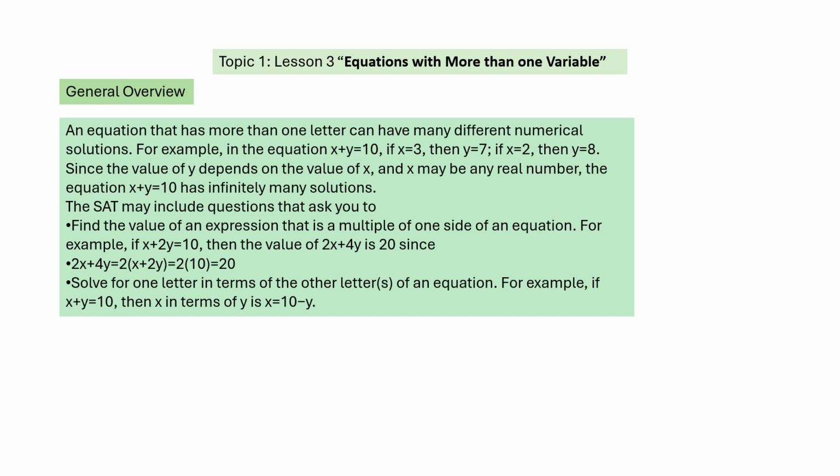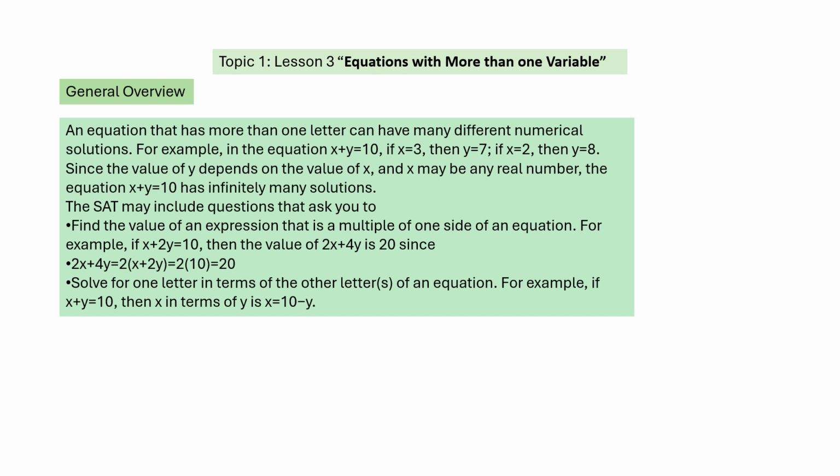The set may include equations that ask you to find the value of an expression that is a multiple of one side of an equation. For example, if x plus 2y equals 10, then the value of 2x plus 4y is 20, because you multiply the left-hand side by 2 to get 2x plus 4y. So take care how you form this answer. Okay, when you multiply the left-hand side by 2, the right side gives 20.